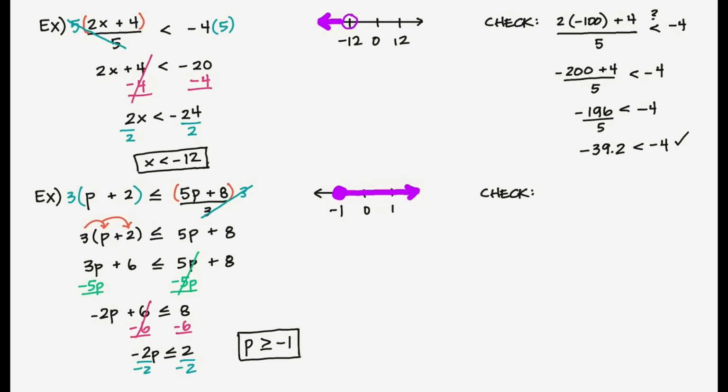So again, I'm going to pick 0 to make it as easy as I can. So this is 0 plus 2 is less than or equal to 5 times 0 plus 8, all divided by 3. Okay, so I'm left with 2, and then that is 0 plus 8 on the top, divided by 3. So really that is 8/3. If you want to rewrite it, this is going to say 2 is less than or equal to 2.66666, so I'll just put a repeating symbol, and that is a true statement.